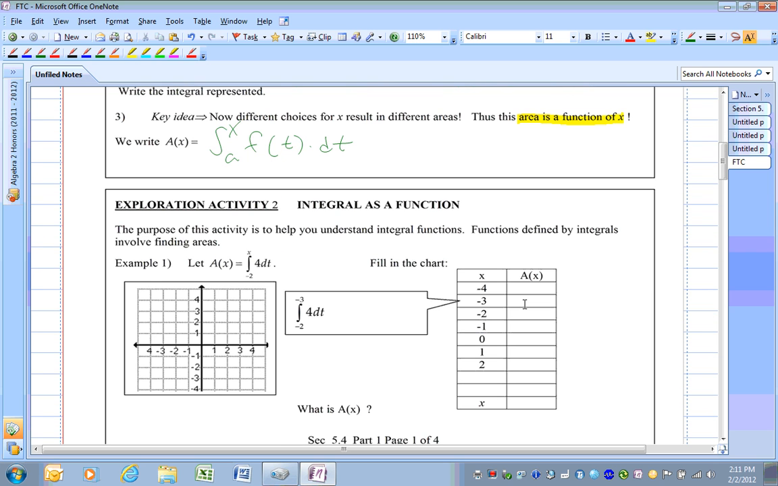Let's look at another one here. So if we look at integral functions, again, these functions defined by integrals involve finding areas, right? We've talked about how we can find the area. So let's fill in the following chart. First of all, we're graphing y equals 4. Actually, I'm going to use red so it stands out. We're just trying to show the area is a function of x, that's all. Depending on what we choose for x.